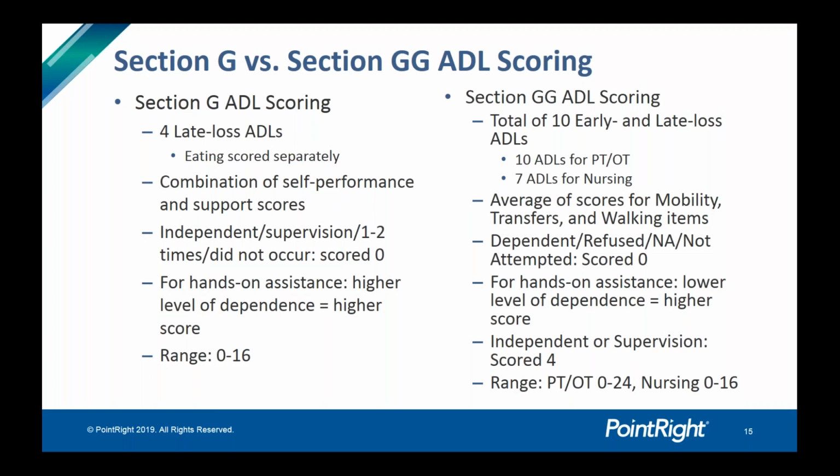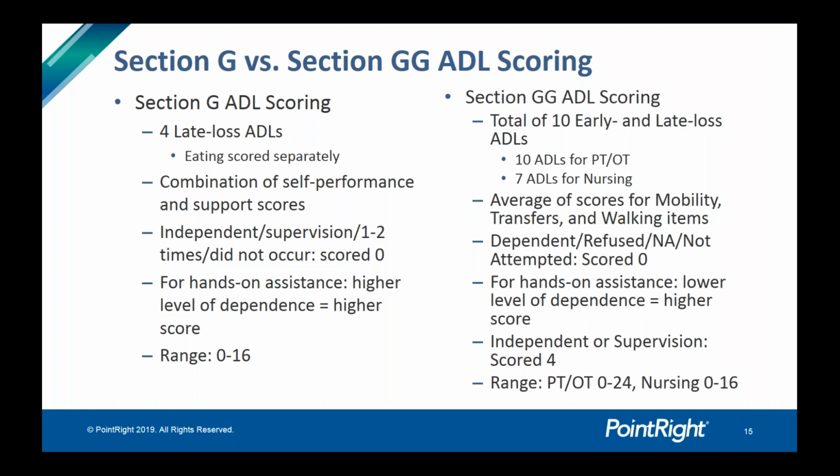Now, here's the big difference. If the resident is totally dependent, it's scored 0, just as if the activity did not occur at all. Now, for hands-on assistance, if the resident has a lower level of dependence, if they're doing more for themselves, you'll get a higher score. And then independent or supervision only is the highest score possible. It's scored a 4. So it's a flip. It's turning the ADL scoring on its head, basically. You get higher points for more independence.